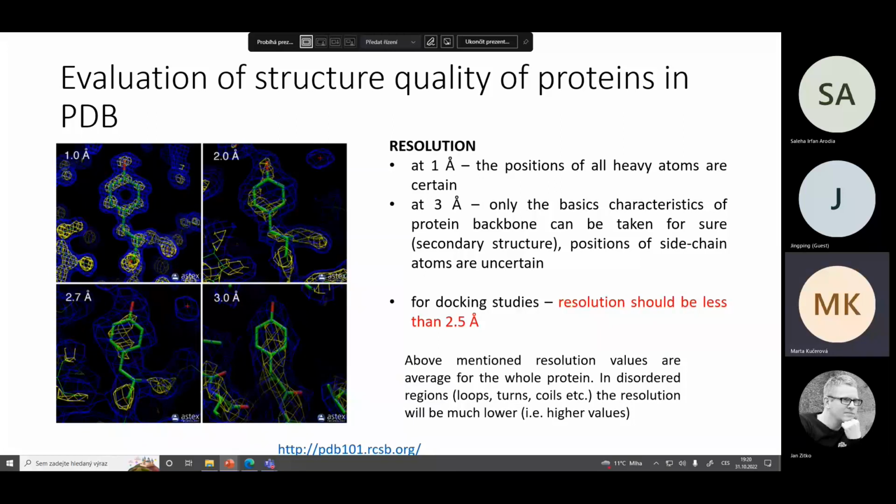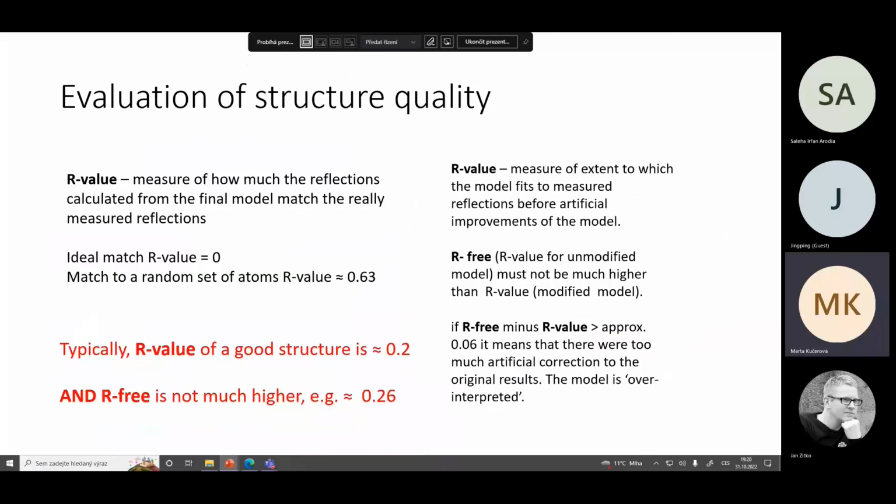However, when you are searching the protein in PDB and you are not able to get better resolution than 3 angstroms, you will take the structure for your calculation. But when you can choose, it's better to choose the structures with lower values, which means better resolution.